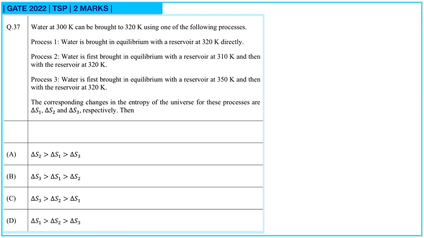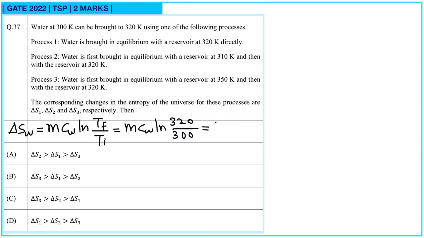So we have to calculate entropy change for both water and reservoir. For the first case, let us consider entropy change for water. Now it is simply m into specific heat of water ln of Tf by Ti. So this will be m into Cw into ln of final temperature 320 upon initial temperature 300.